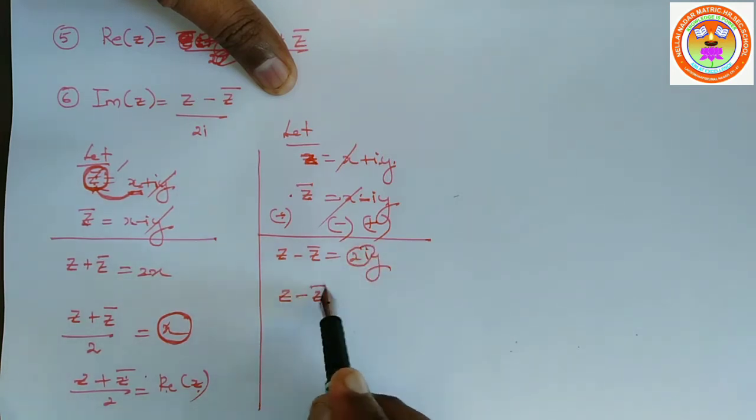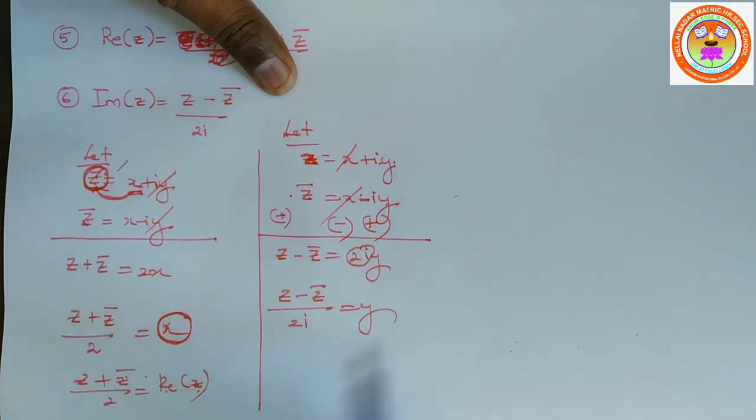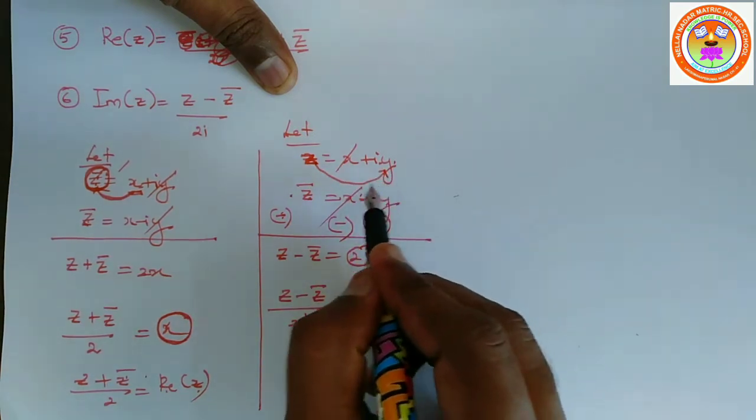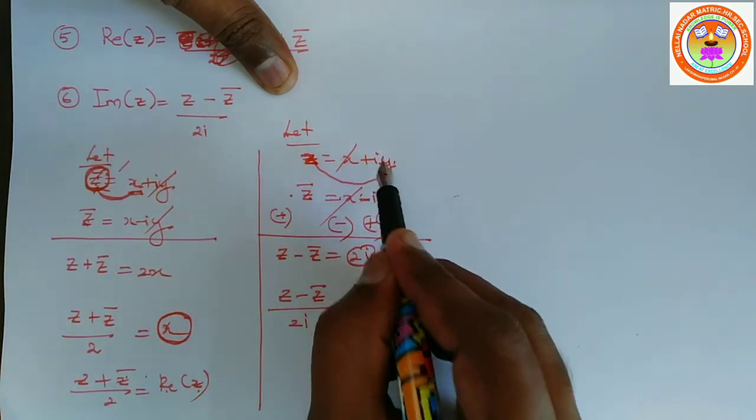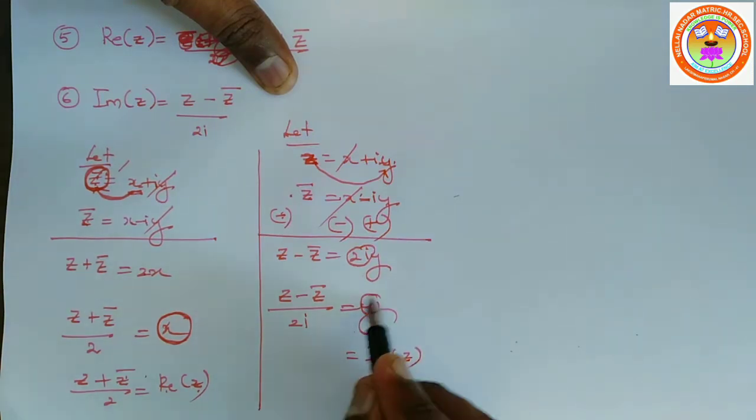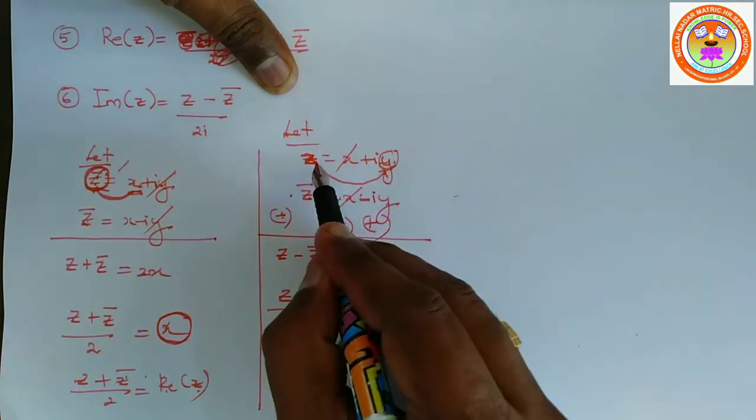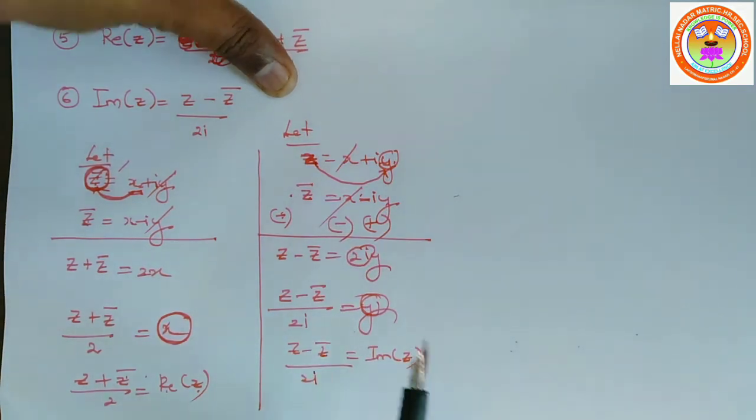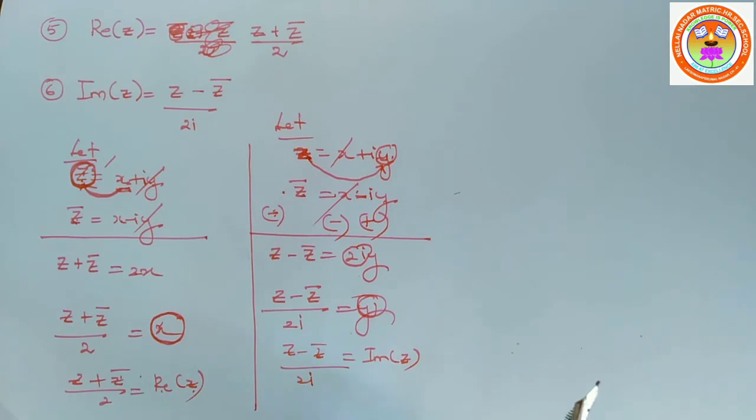Z minus z bar divided by 2i is equal to y. What is y? Y is nothing but, sorry, the imaginary part of z. The imaginary part of z is nothing but y. So imaginary part of z is z minus z bar divided by 2i. So this is our property 5 and property 6.